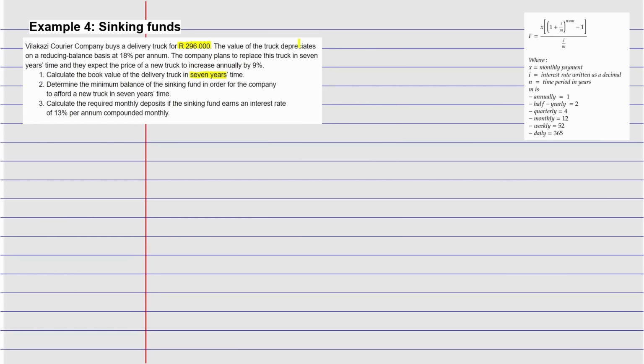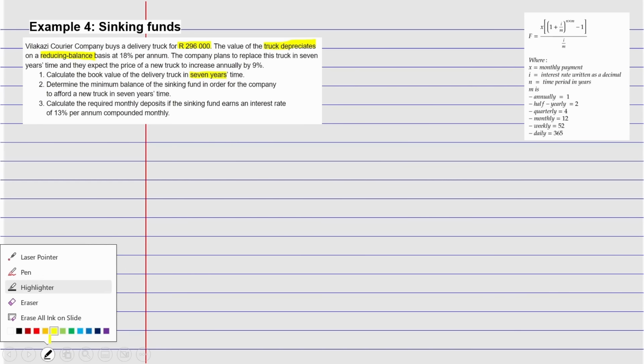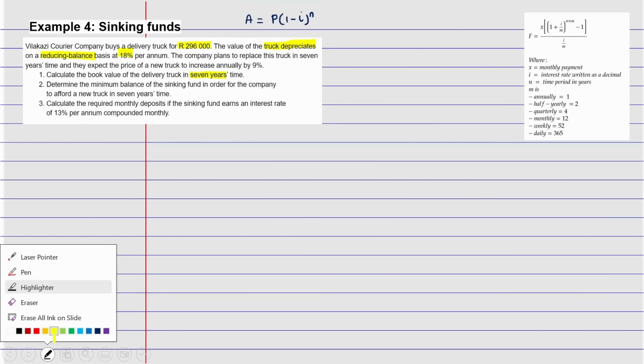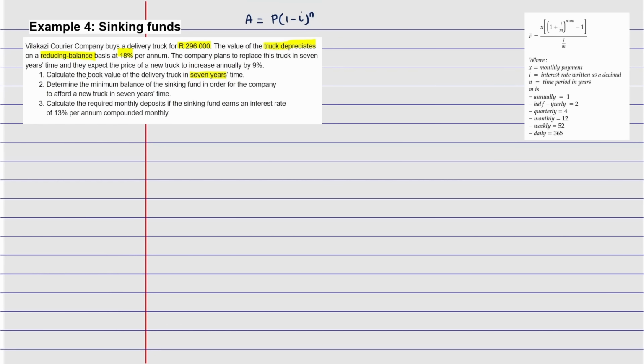Now we know that the truck depreciates using the reducing balance, meaning it's going to depreciate using this formula, the one that looks like a compound. So it's going to reduce using this formula, and it reduces by 18% per annum. So the depreciation interest rate is 18%. To answer the first question, we're looking for the book value of the truck in 7 years.